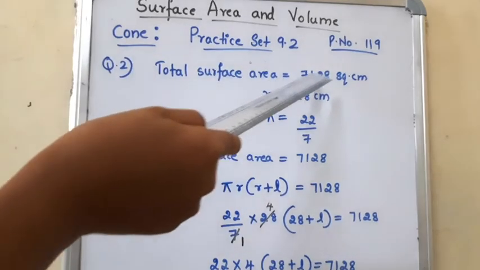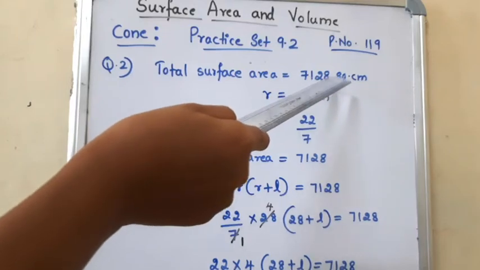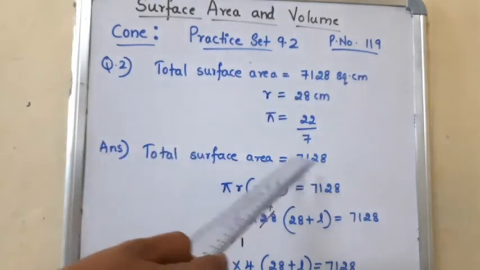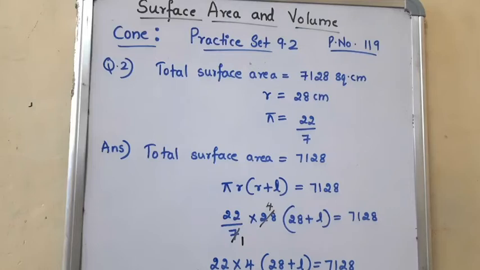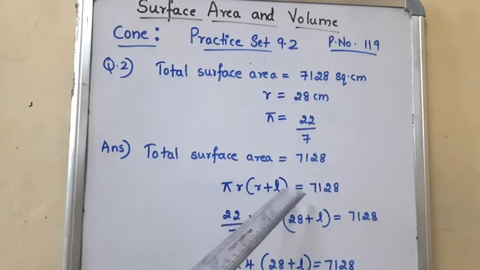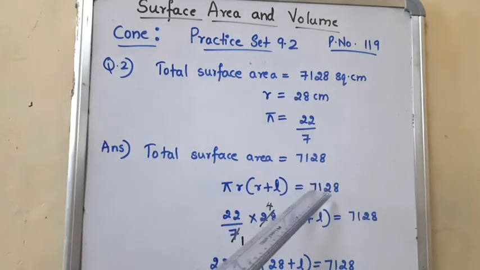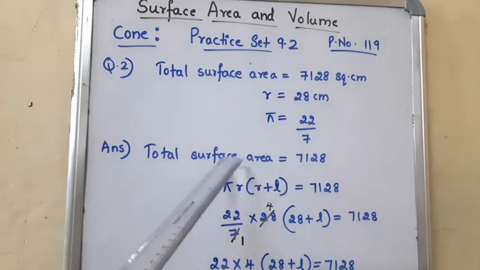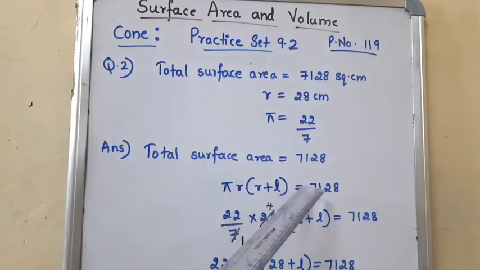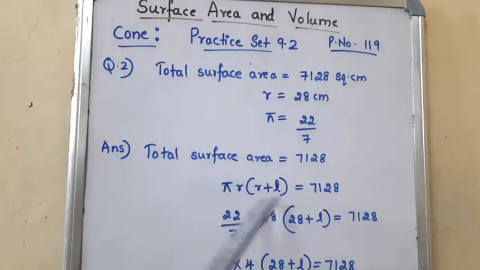Total surface area is equal to 7128 square centimeters. Same thing we will write here. Then in the next step we will use the formula of total surface area, which is equal to pi r into (r plus L), which is equal to 7128. They have already given the total surface area. So we will write the equation. Now we know this equation is equal to this value.